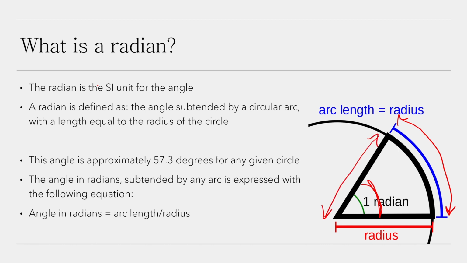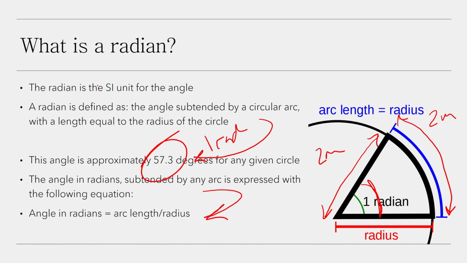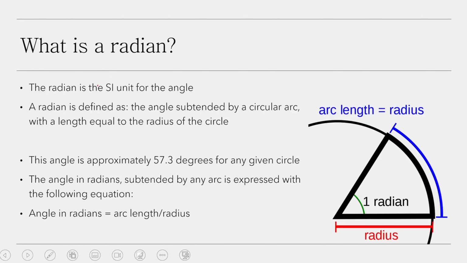So if my radius is 2 meters and my distance subtended is 2 meters, I get 1 radian. And that is equivalent to approximately 57.3 degrees. So 1 radian is that many degrees. And the angle in radians that is subtended by any arc is expressed by this equation, where the angle in radians is equal to the arc length here in blue, divided by the radius, and that's important to remember going forward.